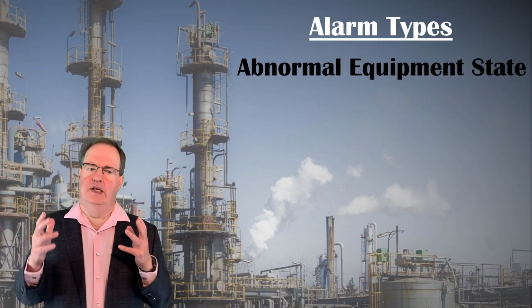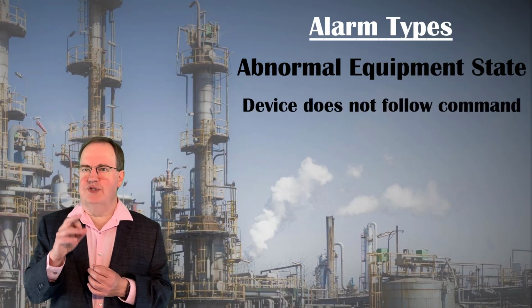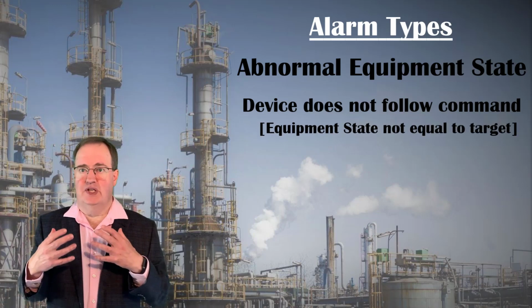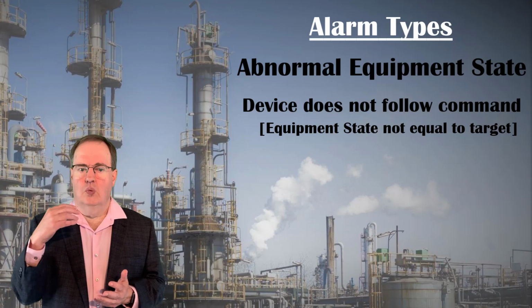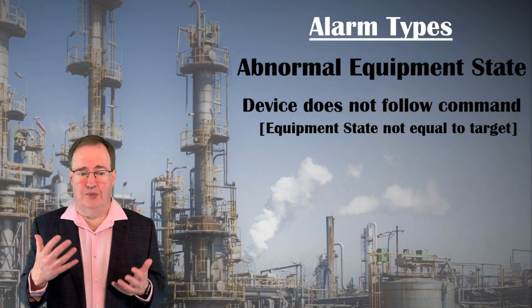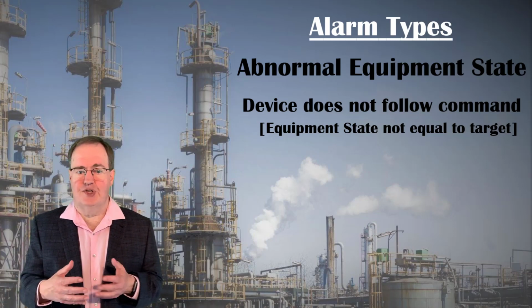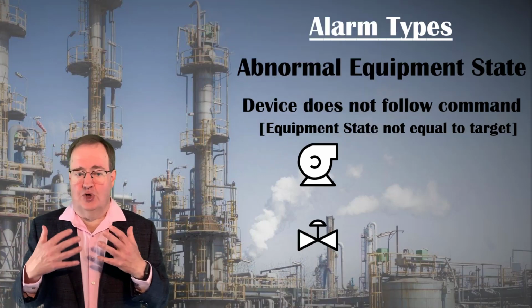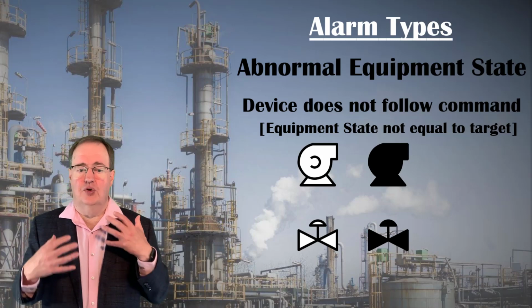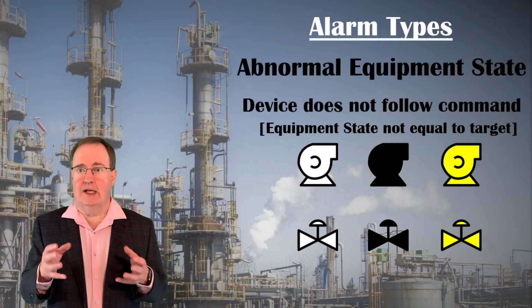Abnormal equipment state alarms result when a device is not in the state that it was commanded to go to, like a valve that doesn't close or a pump that doesn't start. We need the operator to notice, retry manually, pause or shut down the process if necessary, and troubleshoot. So if open valves and running pumps are white and closed valves and stopped pumps are black, making those with abnormal equipment states a bright yellow or green should attract the operator's eye.